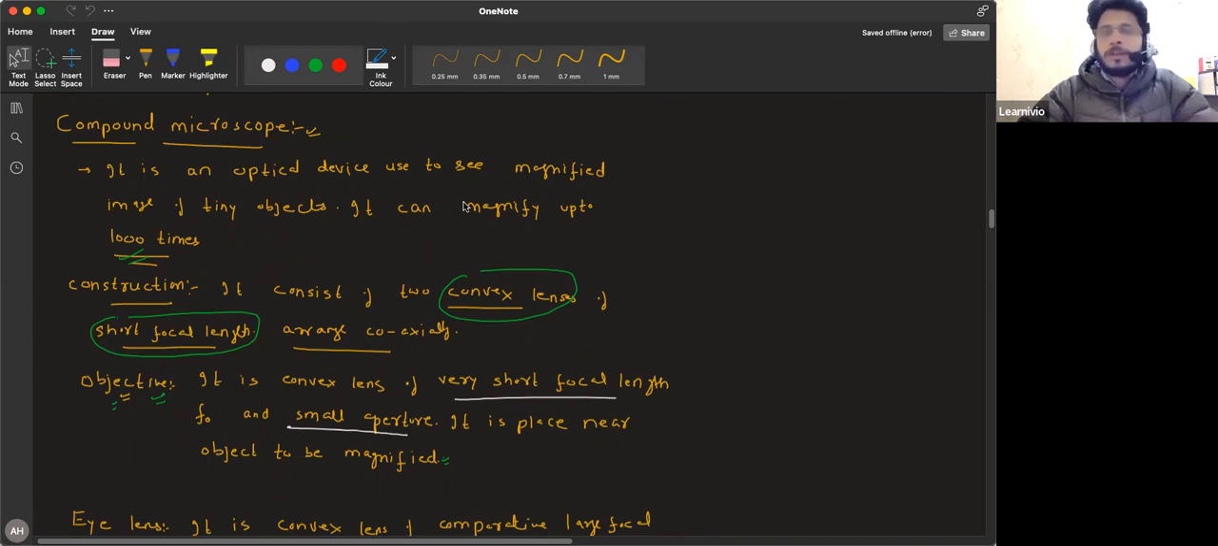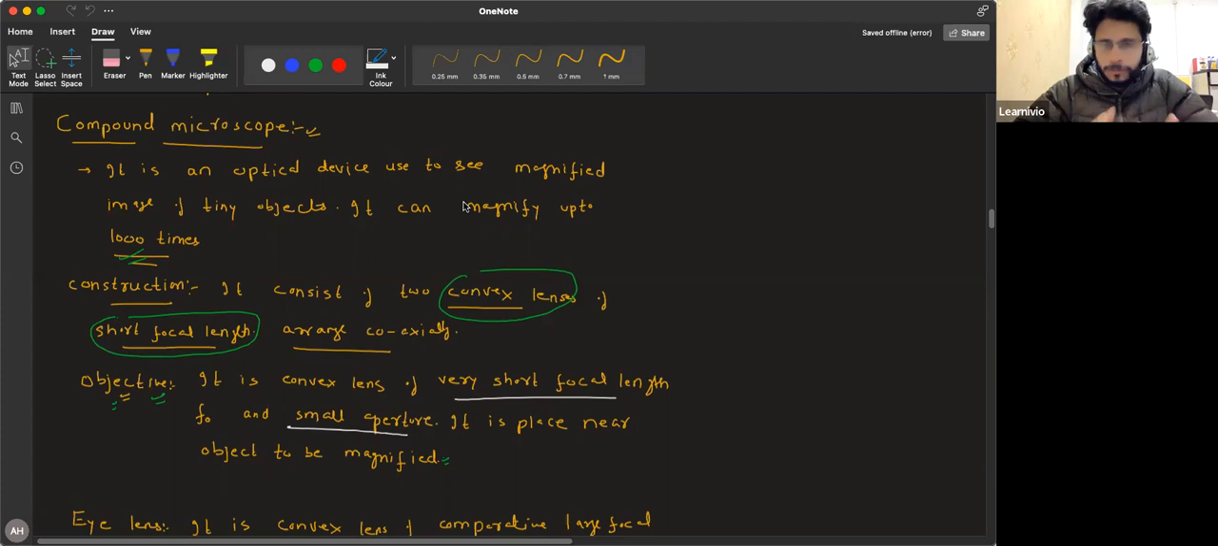Nazia was there. Nazia, what does angular magnification mean? It is the ratio of angle subtended by image and angle subtended by the object on the eye, right? On the eye. Yeah.